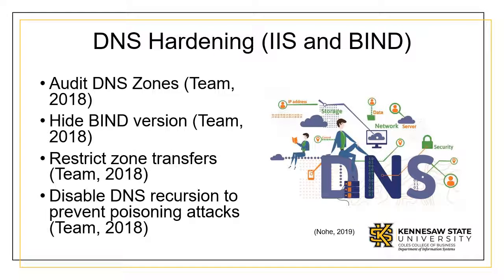Here are a few hardening recommendations to keep the DNS servers on both IIS and BIND more secure. First, we want to audit the DNS zones. This should be done frequently to review and test the domain names to ensure that they are working and up to date. Next, giving people less information about the server is always better. So hiding the BIND version or the IIS version is always a good idea.